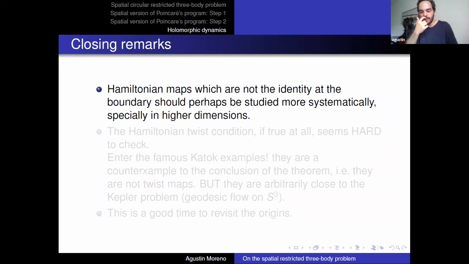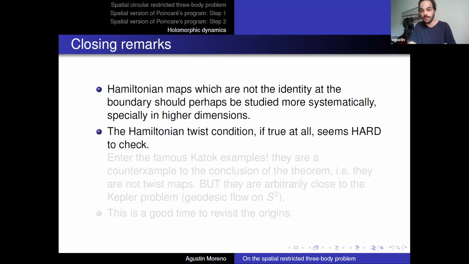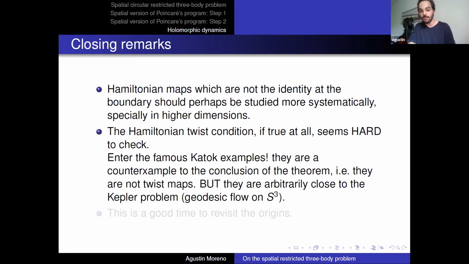let me close with some remarks. Hamiltonian maps which are not the identity at the boundary should be studied more systematically, especially in higher dimensions. I don't really know much literature on the subject. If you know some, maybe you can tell me. The Hamiltonian twist condition, as I said, seems very hard to check. There are some famous examples due to Katok which tell you that it should be very hard to check. There are counterexamples to the conclusion of the theorem, but they're not twist maps, though they are arbitrarily close to the Kepler problem. And so is the three-body problem.